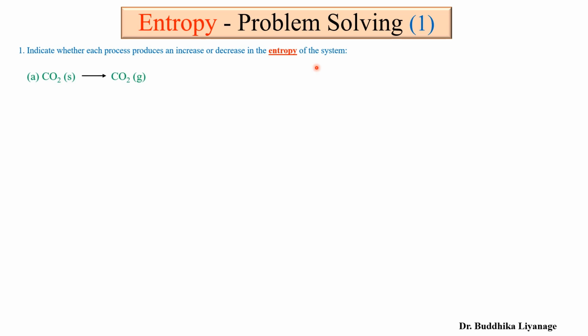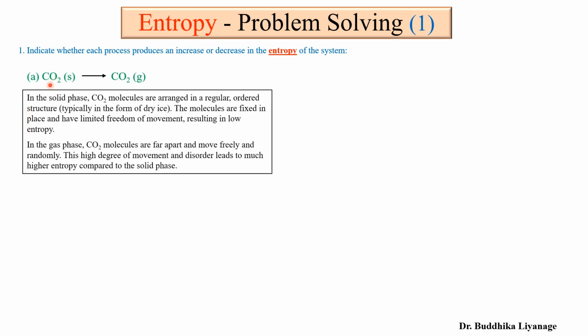The first reaction is carbon dioxide in the solid phase converted into carbon dioxide in the gas phase. For this reaction, solid becomes a gas, entropy increasing or decreasing? Carbon dioxide solid is otherwise called dry ice. The molecules in a solid phase are arranged very closely, very organized, and there's a definite shape and definite volume for the solid phase particle arrangement. The molecules are in fixed positions, therefore the freedom of movement is very little.